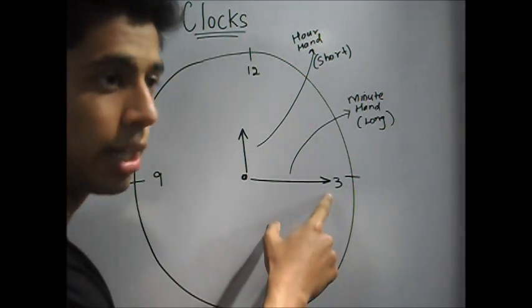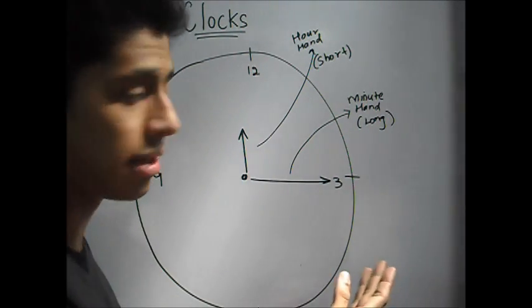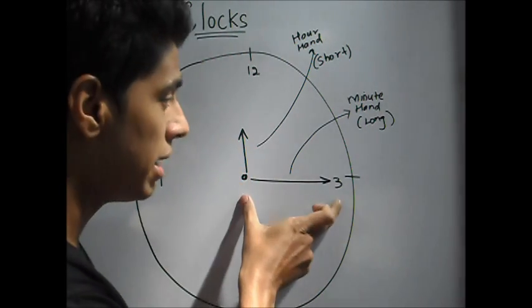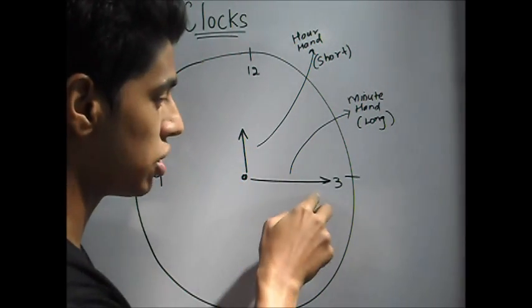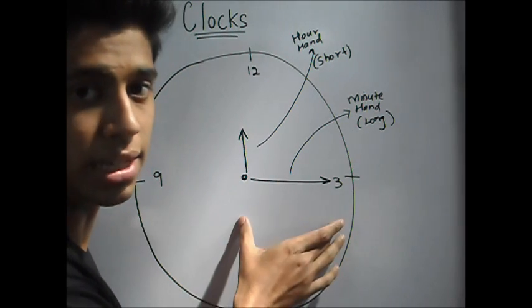or the long hand. Now what you need to know is that the hour hand reaches its initial position after every 12 hours. So basically it traverses 360 degrees in 12 hours. The minute hand, however, reaches its initial position after every 60 minutes. So it traverses 360 degrees every 60 minutes.